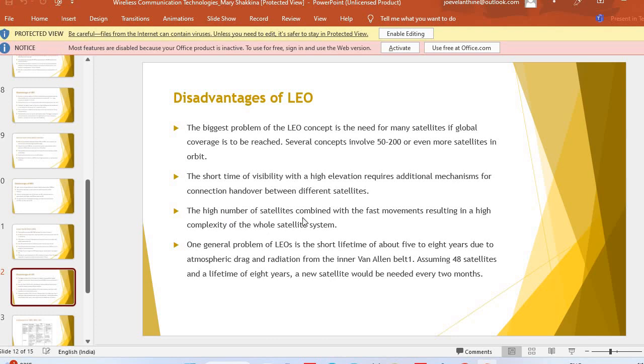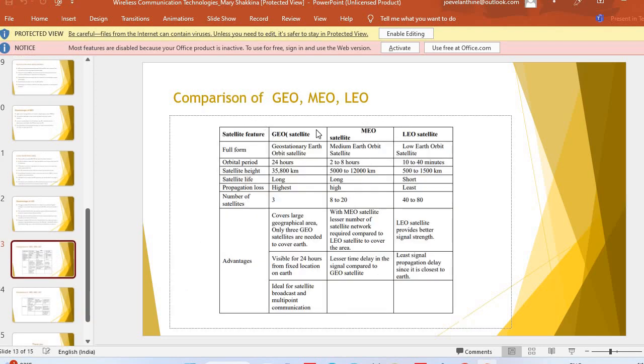Next, the high number of satellites combined with the fast movements results in a high complexity of the whole satellite system. Also, another problem is the short lifetime of about 5 to 8 years due to atmospheric drag and radiation from the inner Van Allen belt 1. Due to this problem, the lifetime of the LEO satellite is very short, for about 5 to 8 years only. These are the comparison of GEO, MEO and LEO satellites.